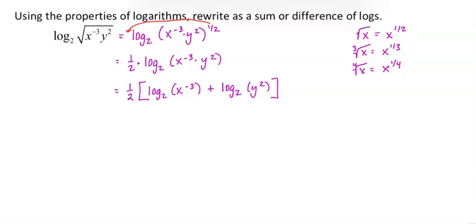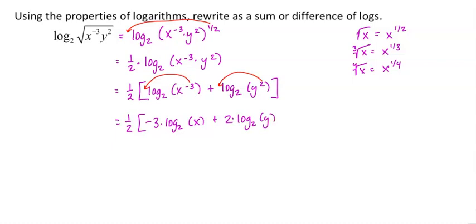For each of these expressions, now that we have a single variable raised to an exponent, we can use our exponent property on each one of these to move those powers out in front as coefficients. So the 1/2 is still out in front. We now have -3 times log base 2 of x plus 2 times log base 2 of y.